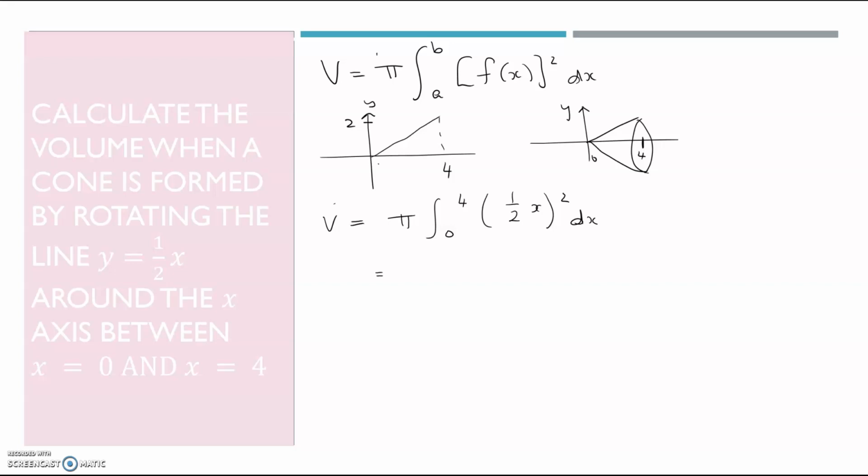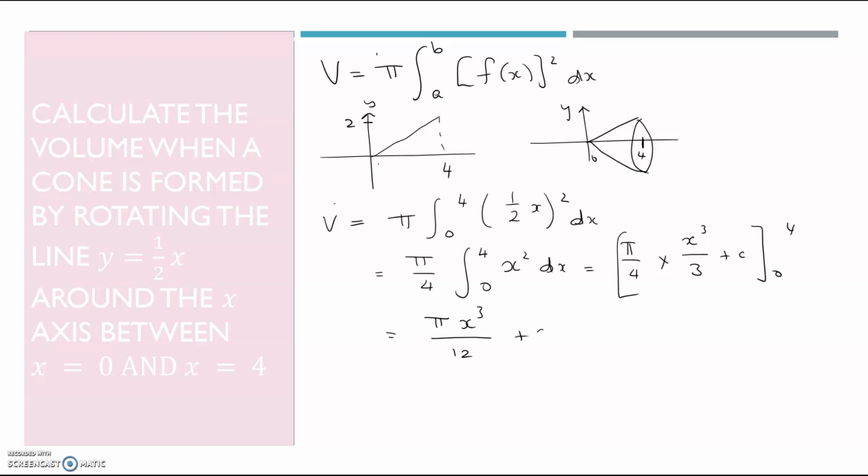Now a half squared is a quarter, so I'm going to take that a quarter out and just use the integration of the x bit. So that would be pi by 4 times, now the integral of x squared is x cubed over 3 between 0 and 4. Tidy it up a bit before we substitute. So that'd be pi x cubed over 12. I don't need the plus c, but it's a good idea if you're the sort that forgets to put it in when you need to put it in.